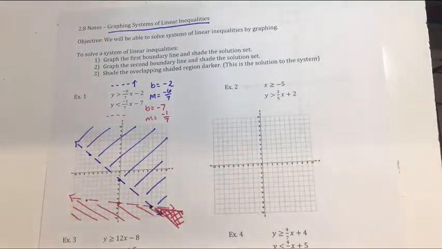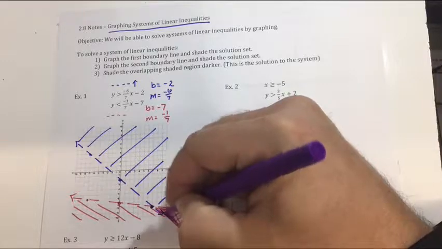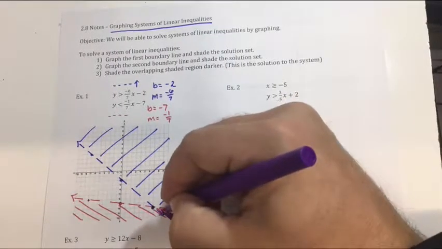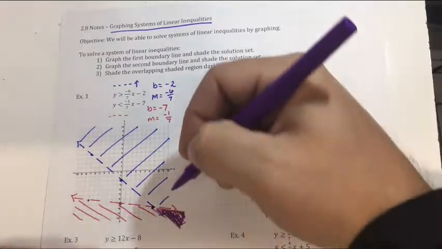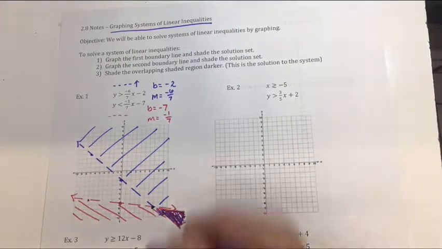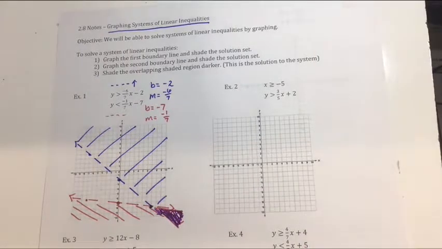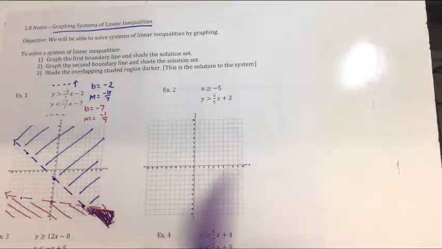And so I'm actually going to come in with another color. You don't have to. We can just shade this, and this is the solution set for that system of inequalities because it's the region where both of these inequalities are true. And that's all you have to do. So we're going to try another example.